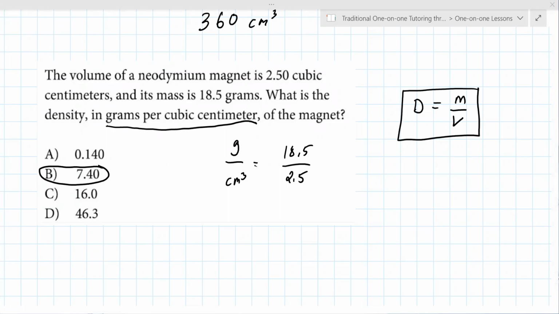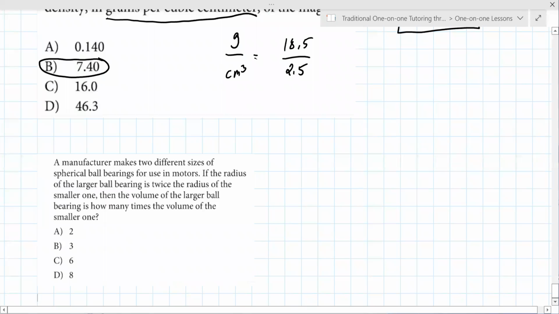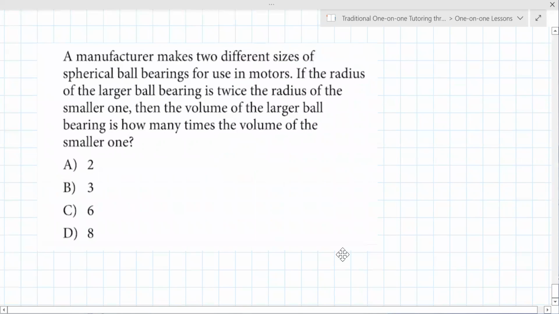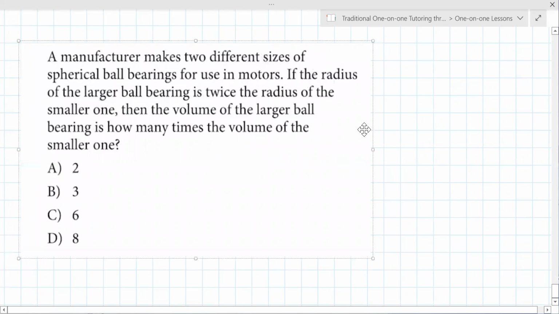Let me see if there's any more of those. Okay, we're going to go to other types of shapes here. So I'll give you the formulas as needed for these. All right, so I want you to read through this one and tell me, what is this shape, please? A manufacturer makes two different sizes of spherical, so it's a circle or a ball. Sphere, like a basketball is a sphere.